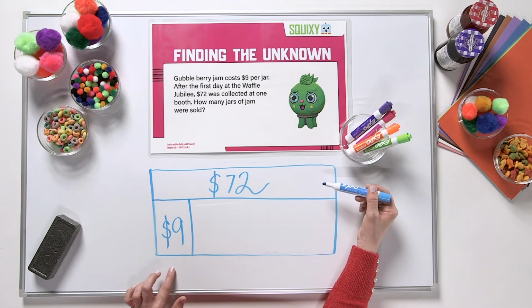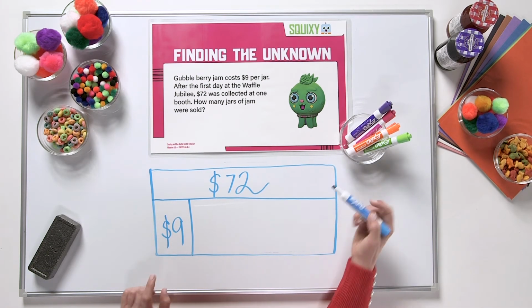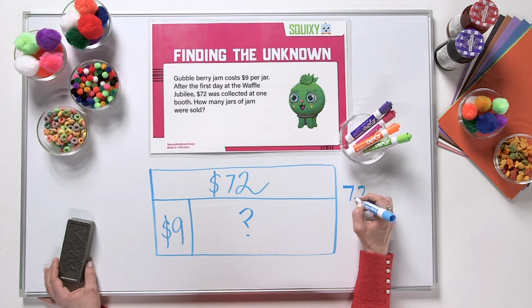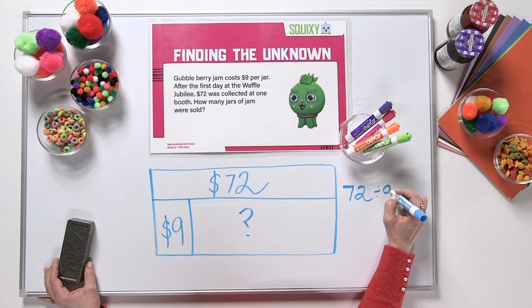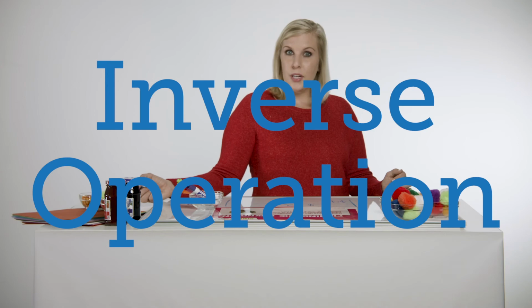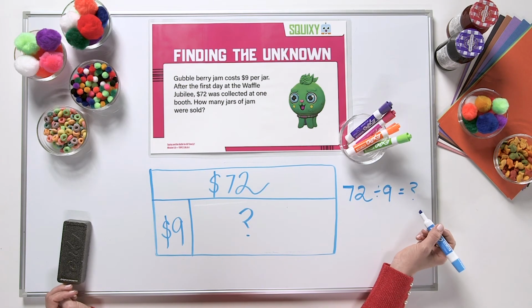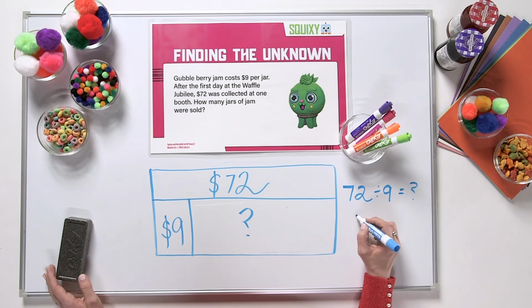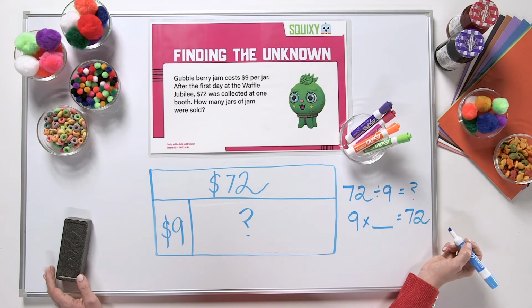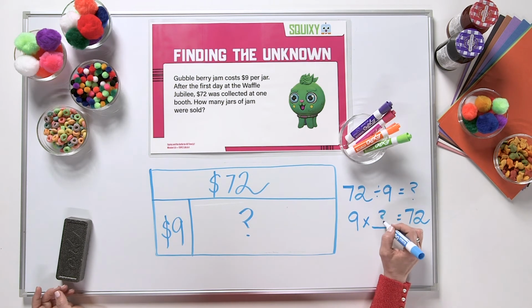The 72 represents the total amount of money collected. $9 indicates the number per jar, but we don't know how many jars were sold. The expression will look like this. $72 divided by 9 equals big fat question mark. How can we figure this out? Let's use inverse operations. 72 divided by 9 is a mystery, but I can reverse the problem and turn it into a multiplication problem. 9 times what is 72? How many groups of 9 do I need?